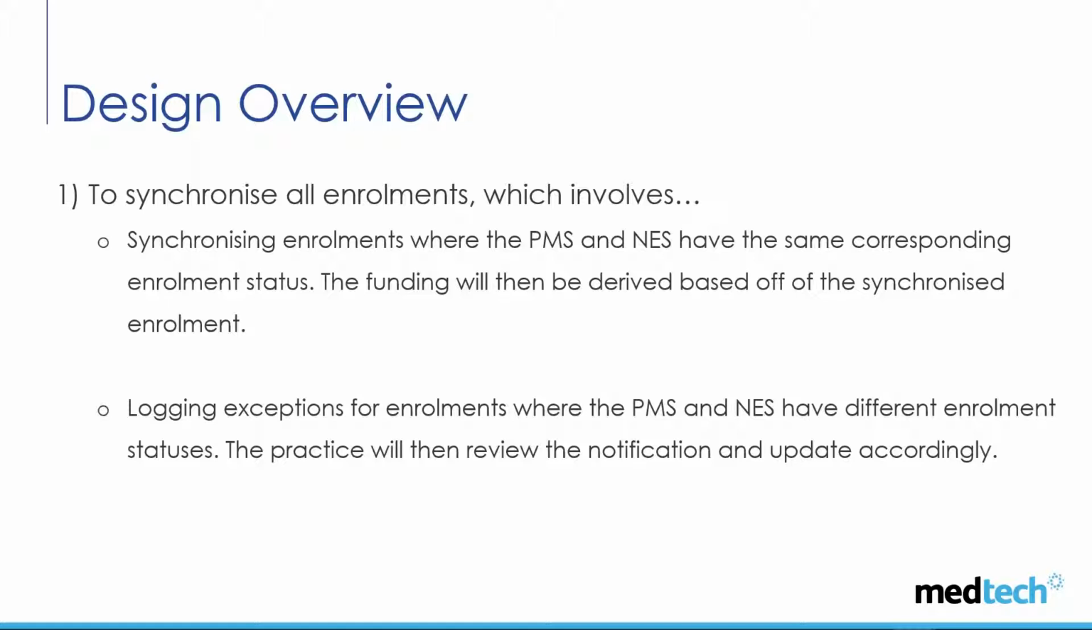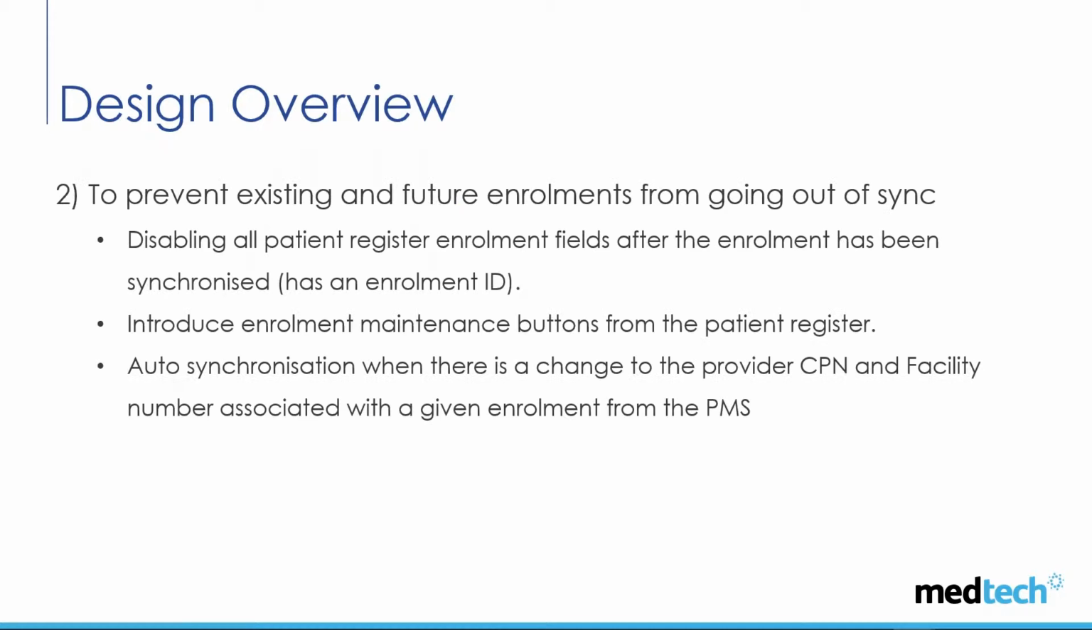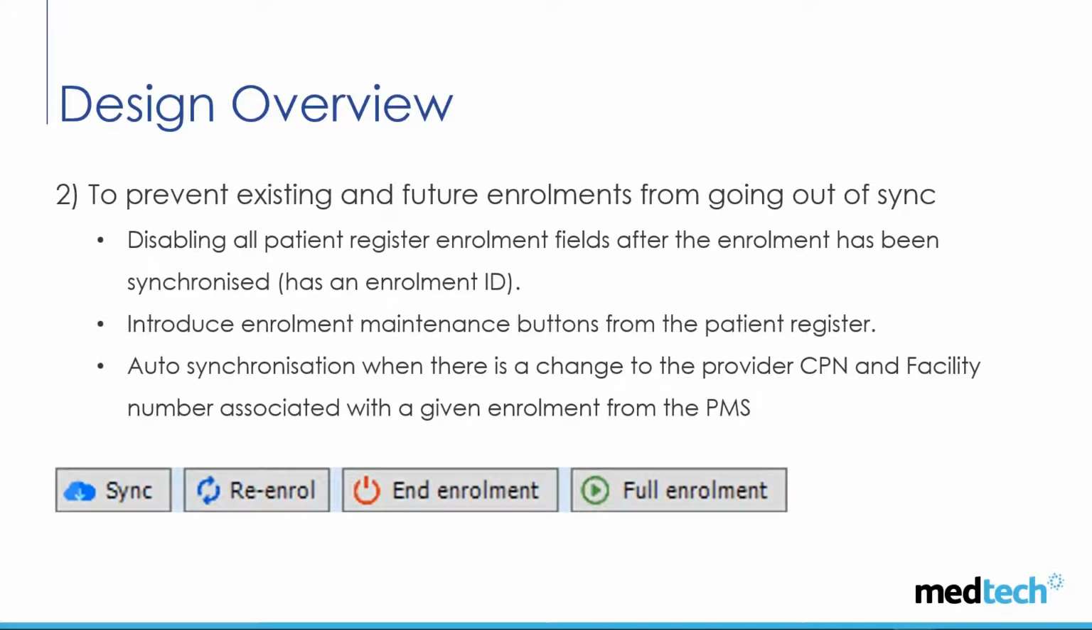After that is completed, the system will then apply the funding, which will be derived from the enrollment based on a combination of the enrollment details and the existing quarterly funding details. In the event there is a mismatch in the enrollment status from the PMS and NES, for example, if I have a confirmed enrollment status for the patient from the PMS, but no enrollment from NES, then a notification will be generated in the NES notification inbox for the practice to review and update the enrollment accordingly.